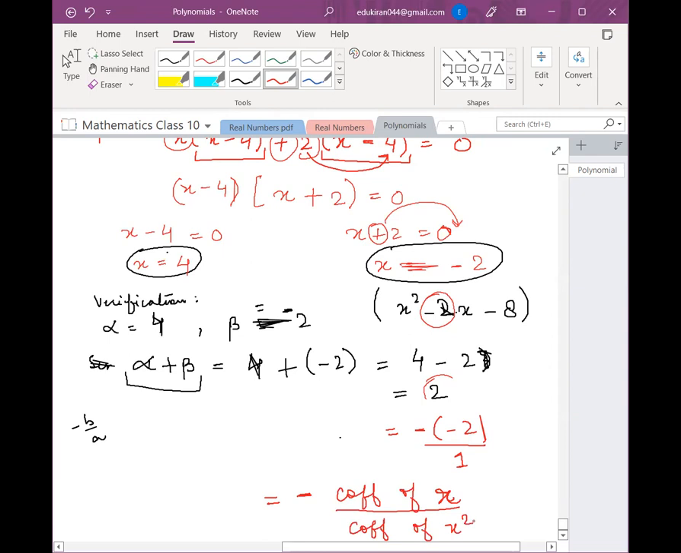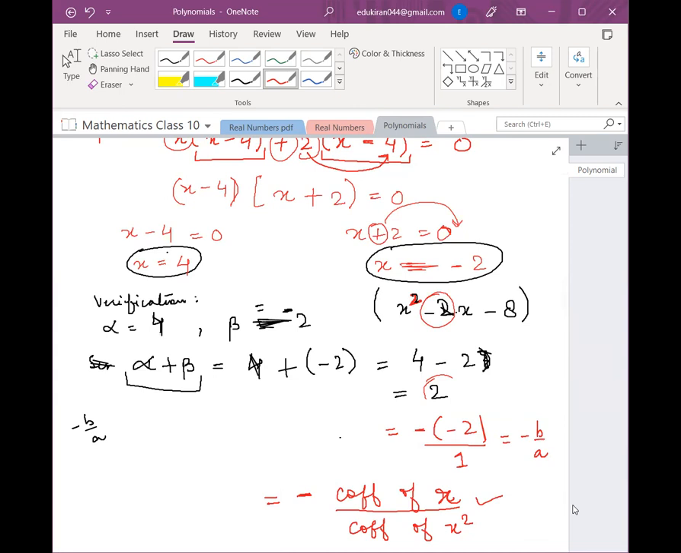So this is verified: my alpha plus beta is giving me minus b upon a. This is a quadratic polynomial, because it has x to the power 2. I'm getting here minus b upon a, or you can write it in words. Understood? We are just checking that I'm getting 2 zeros, which are 4 and -2. If I do alpha plus beta, I should get minus b upon a. That I'm getting. I have verified that thing.